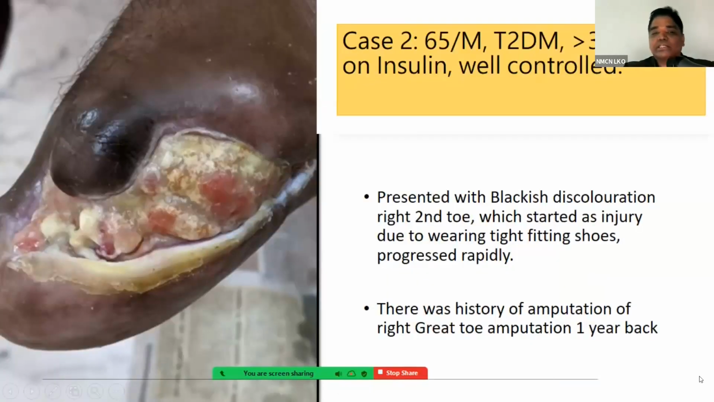And this was another case. He presented with blackish discoloration of the right second toe. And this happened because of wearing tight shoes. He had already undergone an amputation of the great toe a year back.